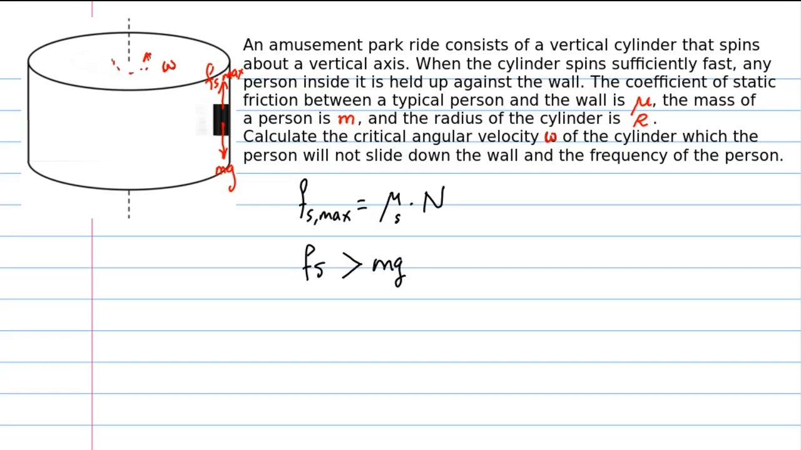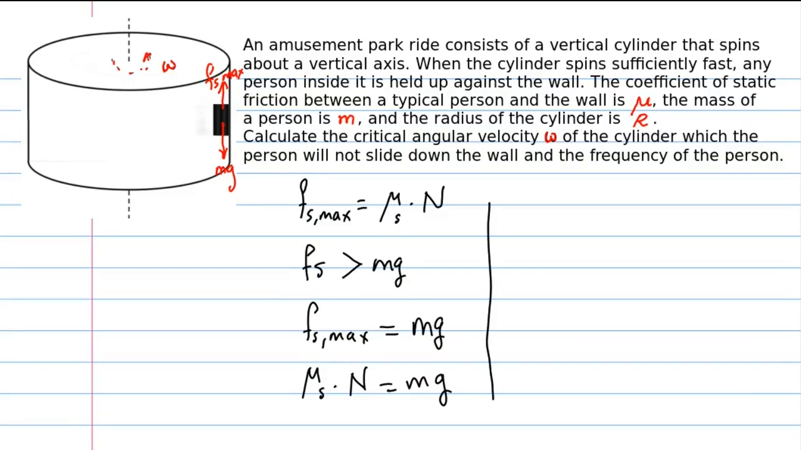For the critical case, Fs maximum equals mg, and Fs maximum is given as mu s times the normal force. Therefore, that equals mg. Now, what is N? The normal force. To find the normal force N, we need to consider the following.